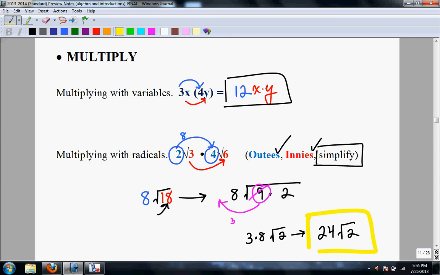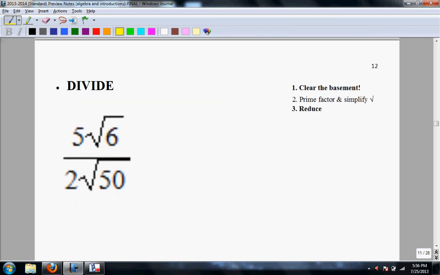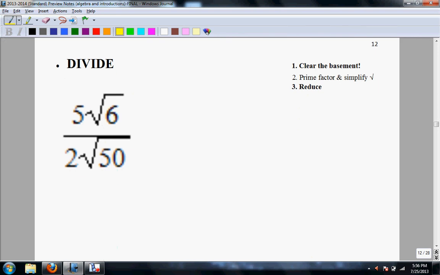That's for multiplying. Now to divide, you're going to go through these 3 steps. To divide, you're going to what I call clear the basement. You prime factor, simplify the radical, and reduce. Clear the basement. What I mean by clear the basement is clear the radical out of the denominator.